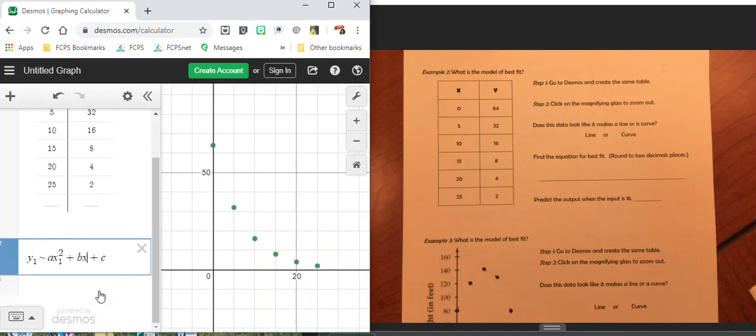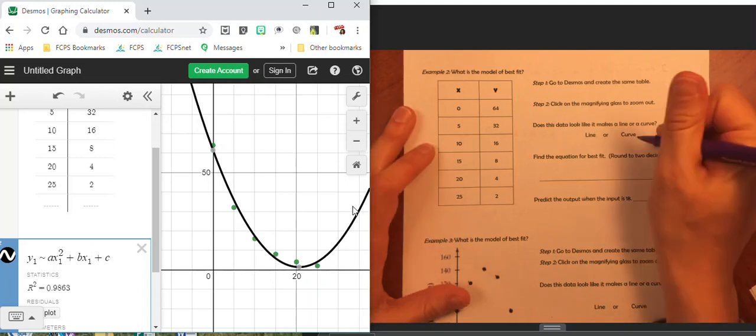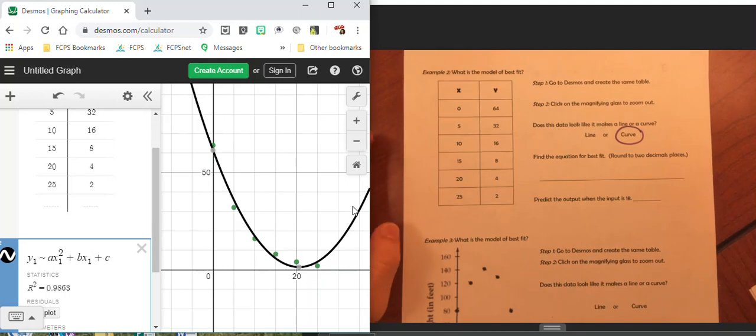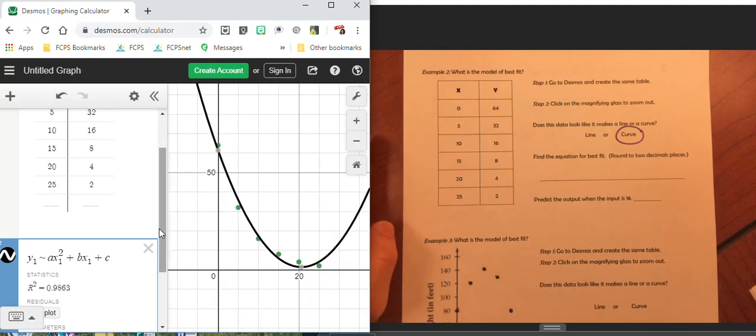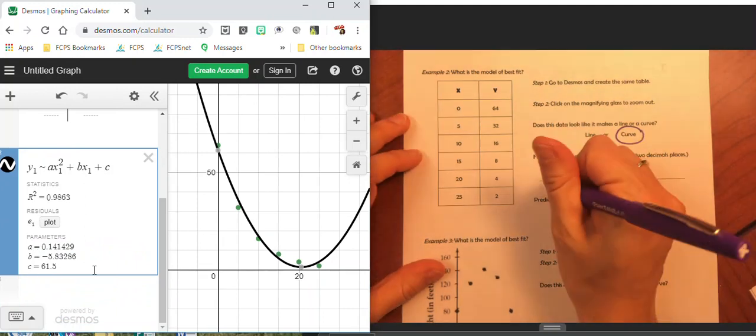sorry, I made a typo. You can see that this is a better fit for this data set. So when I look at this data, I believe that this is a curve. And then the formula is down here at the bottom. Instead of m and b, it gives you the a, the b, and the c. And we're going to round to 2 decimal places.